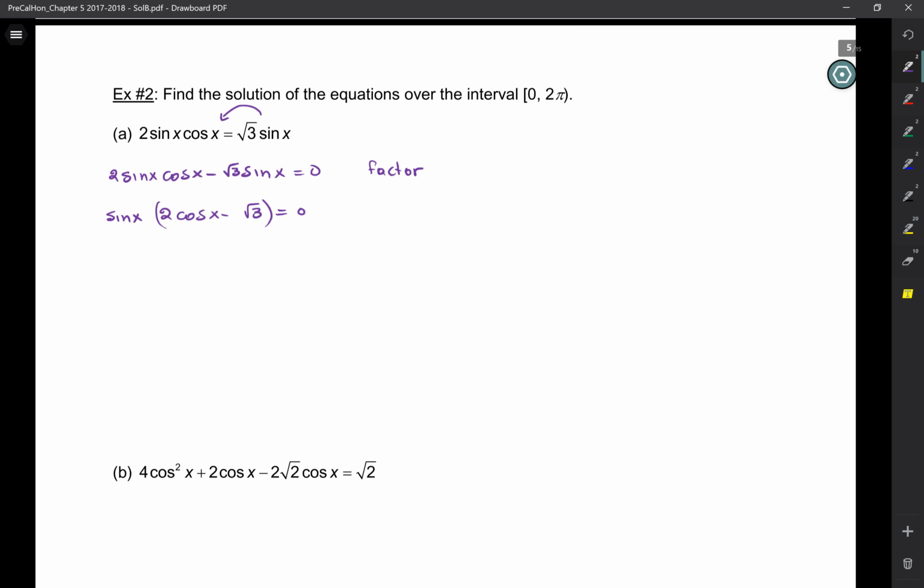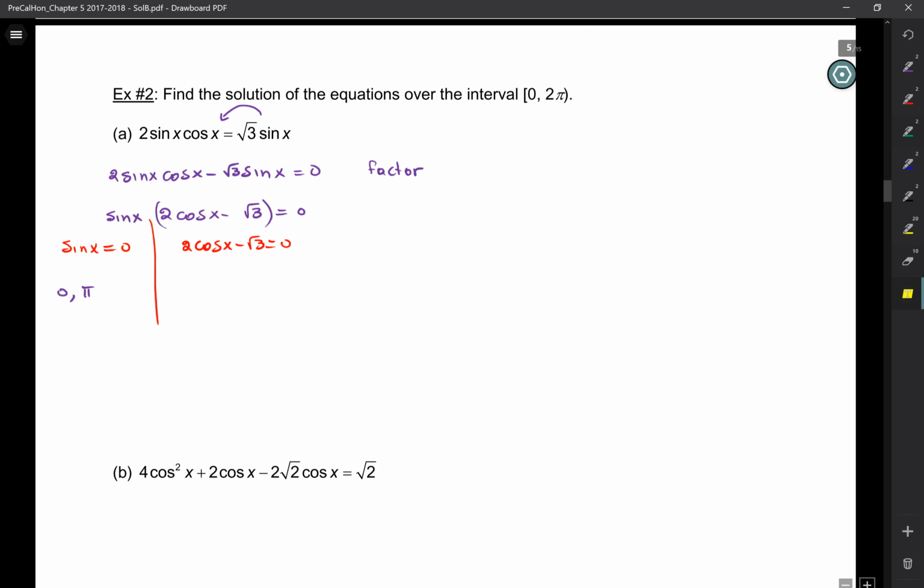Now, I'm practically done. We've learned in Algebra 2 that if you have two things that multiply to 0, you can set each one of them equal to 0 separately. So now I can say sine of x is equal to 0, and 2 cosine x minus root 3 is equal to 0. All of a sudden, I have 2 mini problems that I'm solving. So now, where is sine of x equal to 0? 0, pi, and 2 pi.